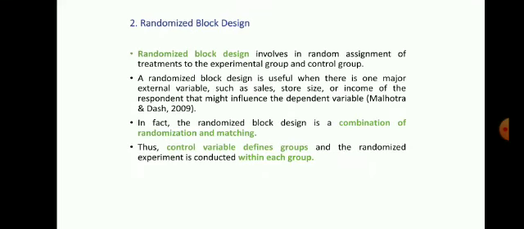Randomized block design, again. This design also involves the random assignment of the treatment to the experimental and control groups both. So it is a combination of randomization and matching. And the control variable defines the group, and the randomized experiment is conducted within the group. Let us understand this in detail.